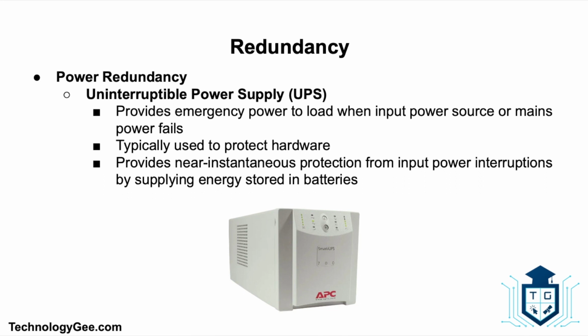And aspects about power redundancy that you need to know for the Security Plus 601 exam are the following. The first one is called an uninterruptible power supply, or a UPS. So a UPS, this is an electrical apparatus that provides emergency power to a load when the input power source or mains power fails. A UPS is typically used to protect hardware such as computers, data centers, telecommunication equipment, and other electrical equipment where an unexpected power disruption could cause injuries, fatalities, serious business disruptions, or data loss. A UPS differs from an auxiliary or emergency power system or standby generator in that it will provide near instantaneous protection from input power interruptions by supplying energy stored in the batteries.